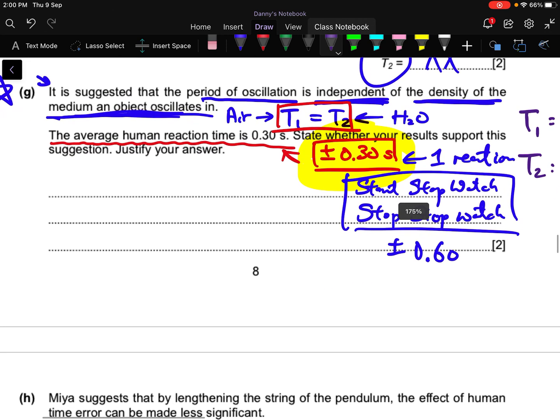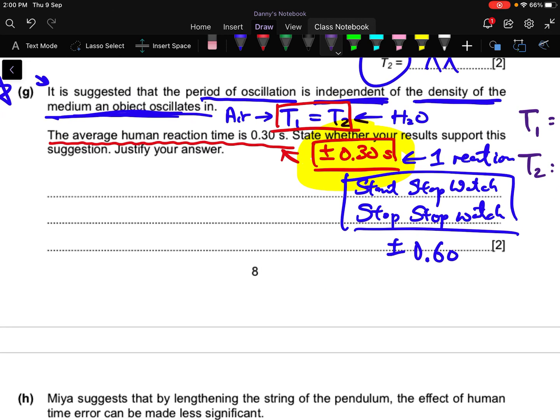So for this particular question, what we are looking at is two things: whether you took the hint and that you are making your judgment based on this human reaction time. So like I said, this is quite a difficult question, so we lower the marking demand. But technically speaking, when you want to consider the human reaction time, you should consider a human reaction time of 0.6 seconds because you start and stop your stopwatch.